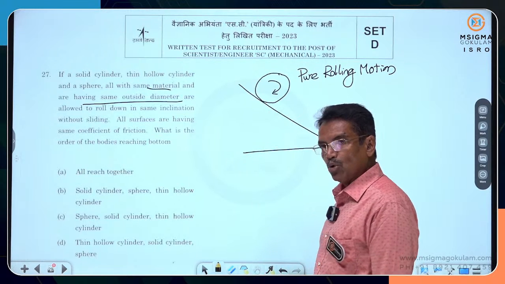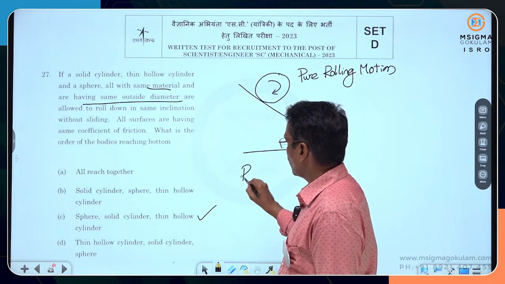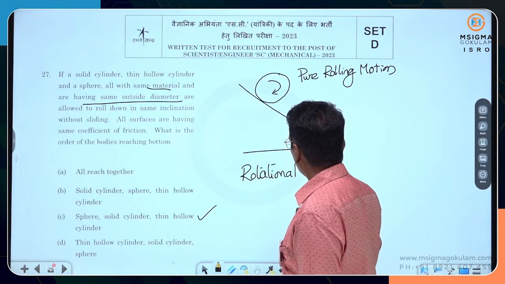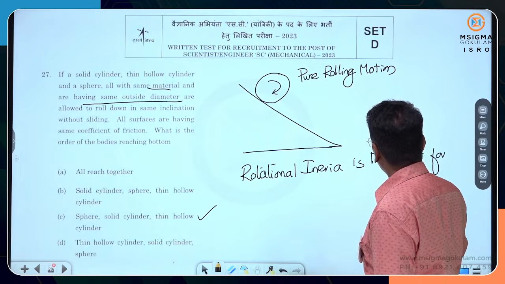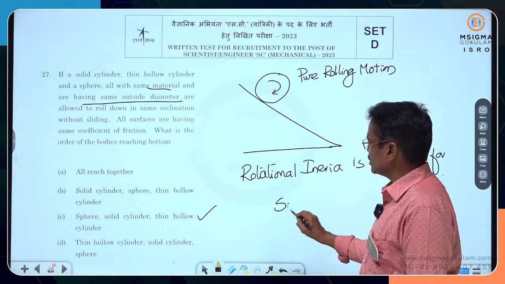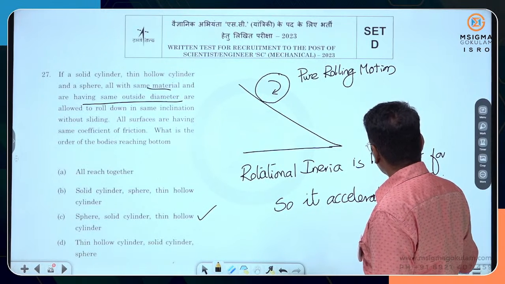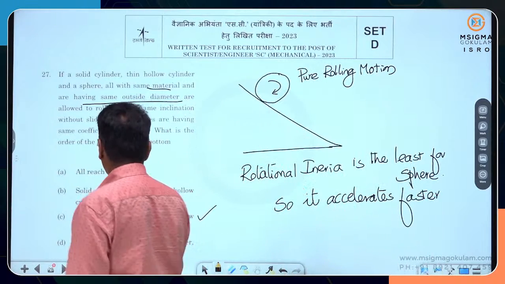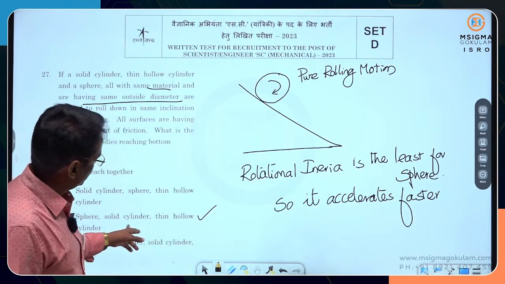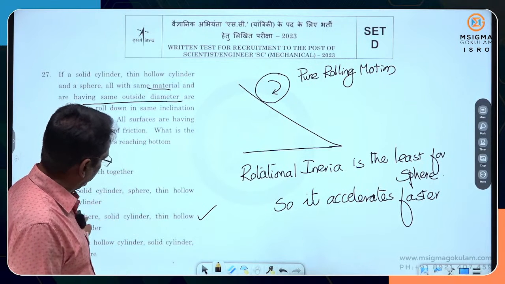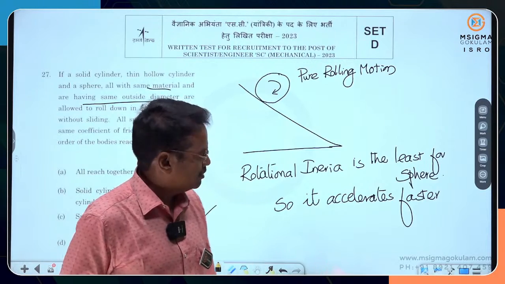That means the rotational inertia is least for the sphere. So the answer is C. The reason is the rotational inertia is the least for the sphere, so it accelerates faster. The sphere will reach the bottom faster as compared to the solid cylinder, and the solid cylinder faster than the thin hollow cylinder. What is the order of the bodies reaching the bottom? First the sphere, then the solid cylinder, then the thin hollow cylinder, because the rotational inertia is least for the sphere.